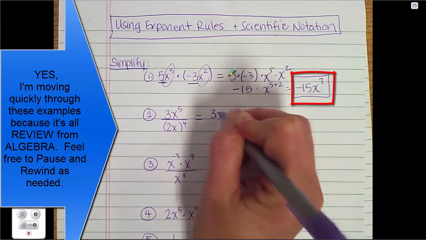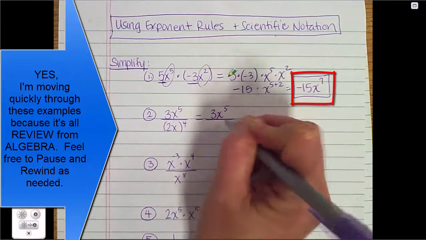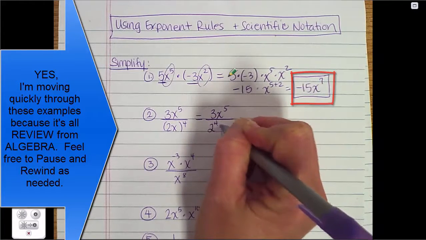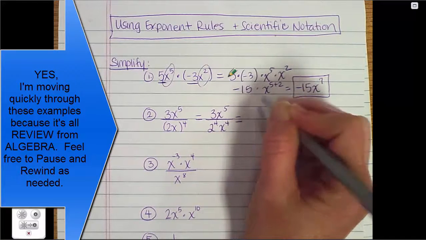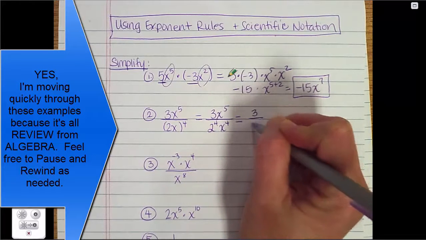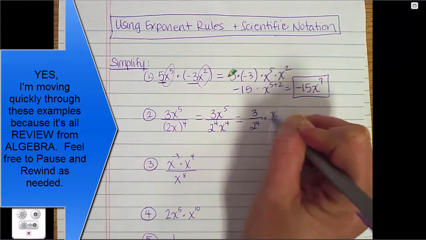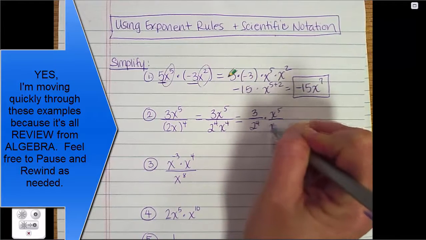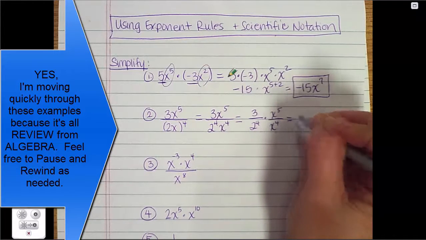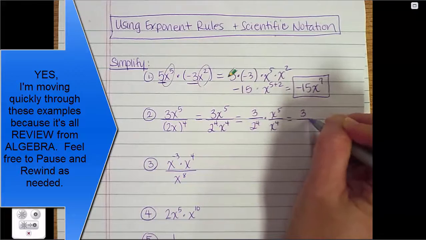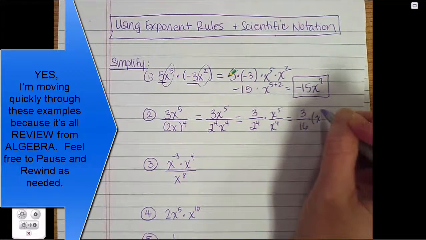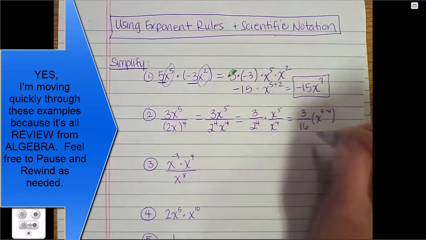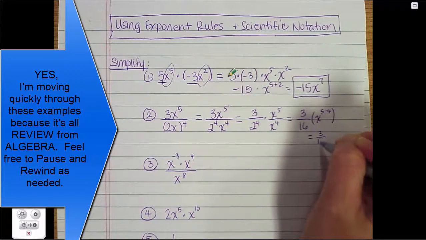In our next example, the bottom becomes 2 to the fourth times x to the fourth, using our power rule. And when we clean that up, we get 3 over 2 to the fourth times x to the fifth over x to the fourth, pulling our coefficients away from our variables, which gives us 3 over 16 times x to the 5 minus 4, which is x to the first. So we have 3/16 x.